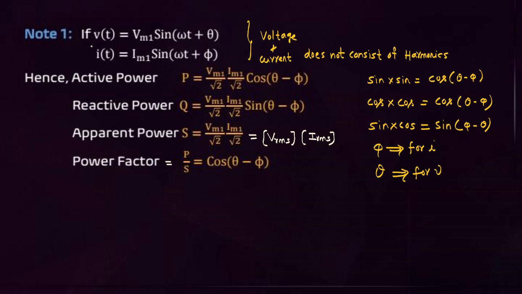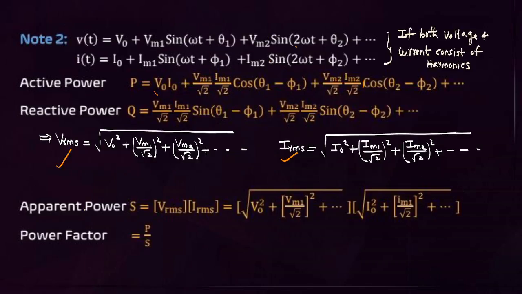In different cases, this is v of t, this is i of t, not having harmonics. How to find active power, reactive power, apparent power, power factor? Concentrate. Note 2: if voltage is having harmonics and current is also having harmonics, then how to find the active power, reactive power, RMS voltage, RMS current, apparent power, power factors? That you have to concentrate.